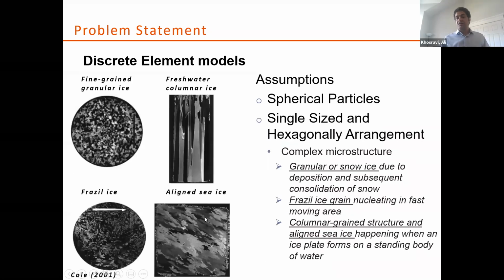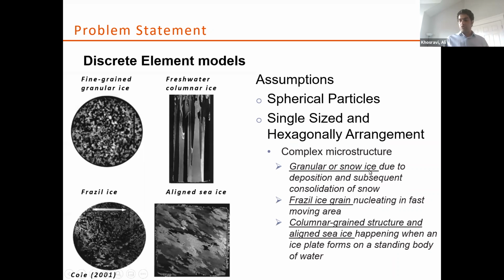We go to the single size and hexagonal arrangement assumption of these models. This is what is assumed, but in real conditions in the ice, we know that there is a complex microstructure for the ice. We have different arrangements of particles.